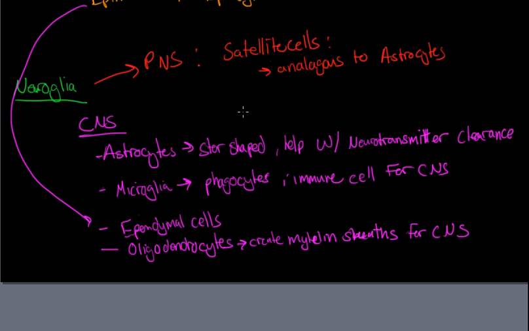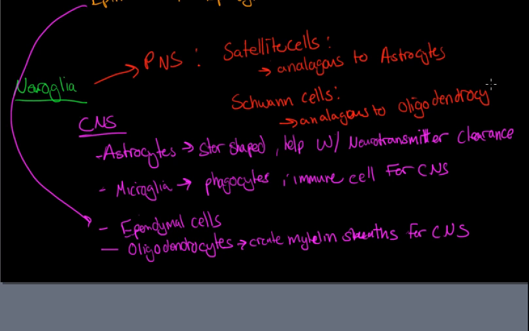And then we're going to have Schwann cells, which are analogous to oligodendrocytes, and create myelin in the PNS.